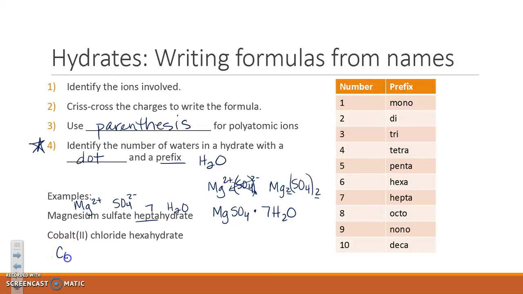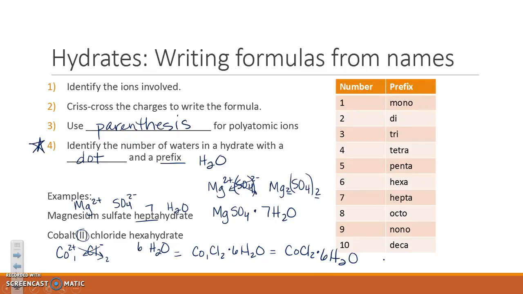All right, on this one, cobalt has a +2 charge. How do I know? Because it says so in the name. Chlorine, Cl, has a -1 charge. How do we know? Because of the periodic table. And then hexahydrate, 6 waters. All right, we have to cross these down. Do I need parentheses? Nope, because there's not a polyatomic ion. So we rewrite this as Co1Cl2 H6H2O. Do I need the 1? No. So CoCl2 times 6H2O.